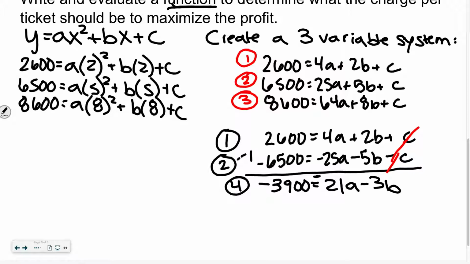Okay, so most groups using equations 1 and 2. Now, I made 2 negative, so I got all negatives in my answer. Negative 3900 equals negative 21a minus 3b. If you made 1 negative and kept 2 positive, then you would have opposite signs, right, where you should have the same numbers. Okay, so that would be our equation 4.